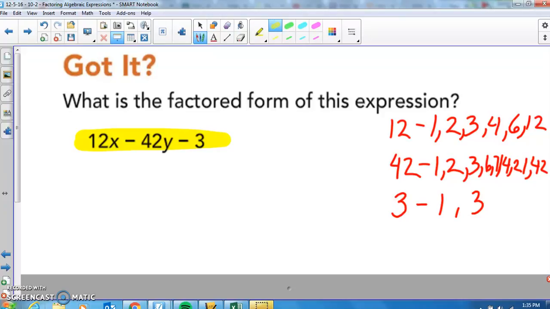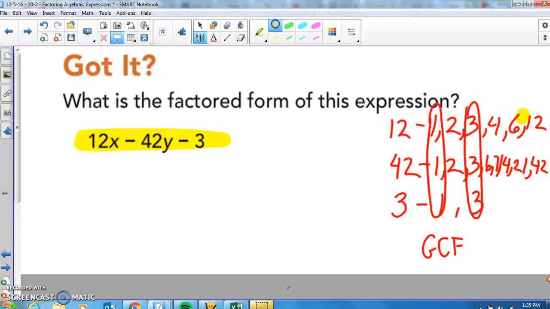So as I look at my factors, I have a 1 in common. I have a 3 in common. I have a 2 in common with 2 of them, and I have that 6, but I can only use what's in common in all 3. So with this, my GCF for 12, 42, and 3 is going to be 3. Let me take just a minute and highlight this so that you'll know. Copy that down, please.